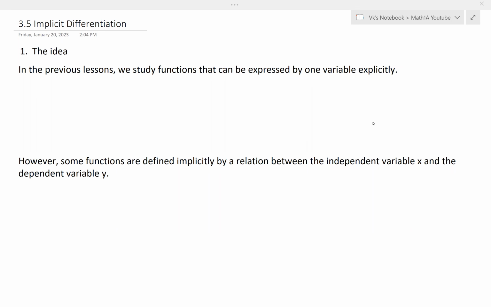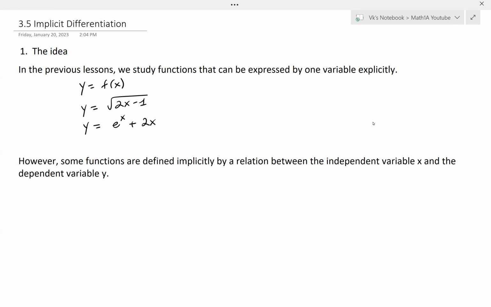Today we explore lesson 3.5, Implicit Differentiation. Number one, the idea. In the previous lesson, we studied functions that can be expressed by one variable explicitly, and we usually write y as a function in terms of x, such as y equals the square root of 2x minus 1, y equals e to the x plus 2x.